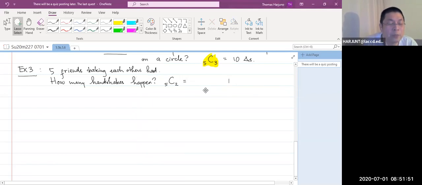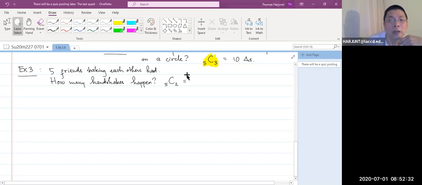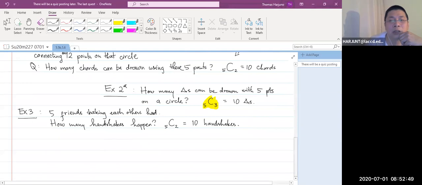But yes, implicitly, that's what makes combination harder, because you need to be able to read between the lines from the words being used: is order important, or is order not important? You ask a very important question. You need to know from the question if the order is important or not. Of course, your interpretation will also say something about your answer, but you need to interpret that from the question. So this is 10. Also, we know 5 choose 2 is 10. So 10 handshakes. That's example 3.